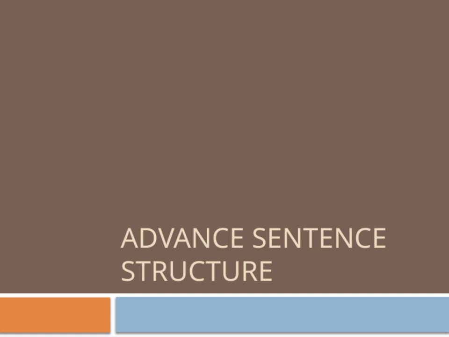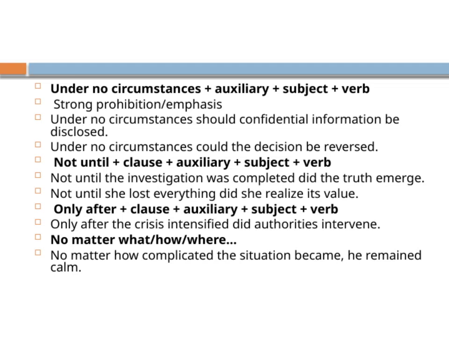Let's get started. Let's talk about some key phrases that are really important when it comes to emphasizing rules or boundaries. First, we have under no circumstances plus auxiliary plus subject plus verb. This structure is used to strongly prohibit or emphasize that something should never happen. For example, under no circumstances should confidential information be disclosed. It highlights that sharing sensitive data is absolutely not allowed, no matter what.